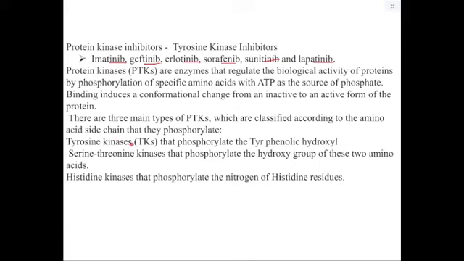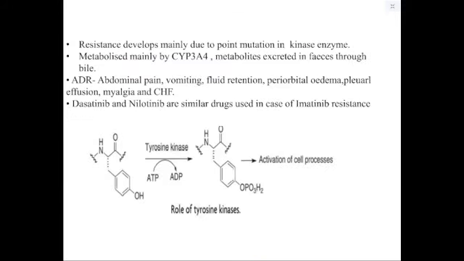You can have others, but tyrosine kinases, serine-threonine kinases, and histidine kinases are some of the very important kinases that you have. Resistance develops mainly due to point mutation in the kinase enzyme. That usually does happen; this enzyme can keep changing a little bit. The active site can be blocked, or you can have a mutation. These drugs are metabolized through cytochrome P450, specifically cytochrome 3A4, through oxidation, and the metabolites are excreted in the feces through the bile.